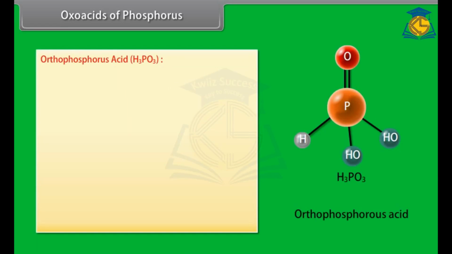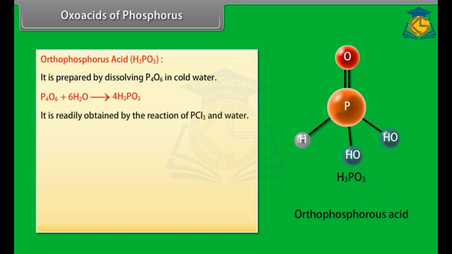Oxoacids of phosphorus. Phosphorus forms a number of oxoacids. The important oxoacids of phosphorus are the following: orthophosphorus acid. It is prepared by dissolving P4O6 in cold water. It is readily obtained by the reaction of PCl3 and water.